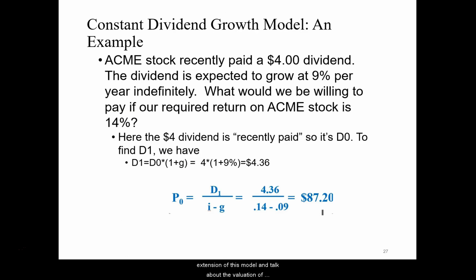Now let's look at an example using this formula. If we are looking at this company that just paid a $4 dividend, pay attention to the wording here. Recently paid or just paid. So that $4 would be D0. Dividend is expected to grow at 9%, so 9% is the little g. What would be the price of the stock if the required rate of return is 14%? So 14% is the little I here.